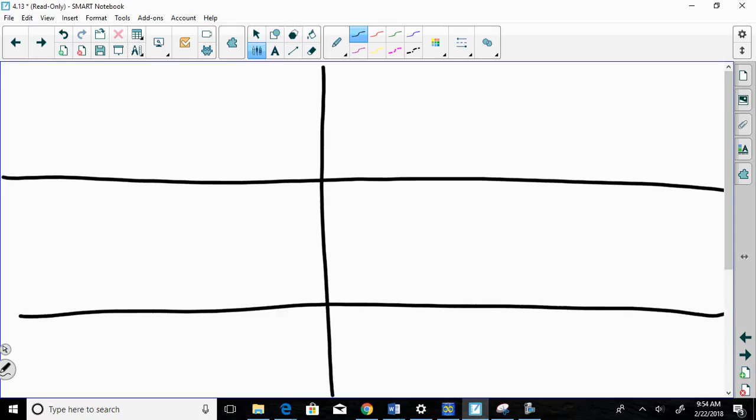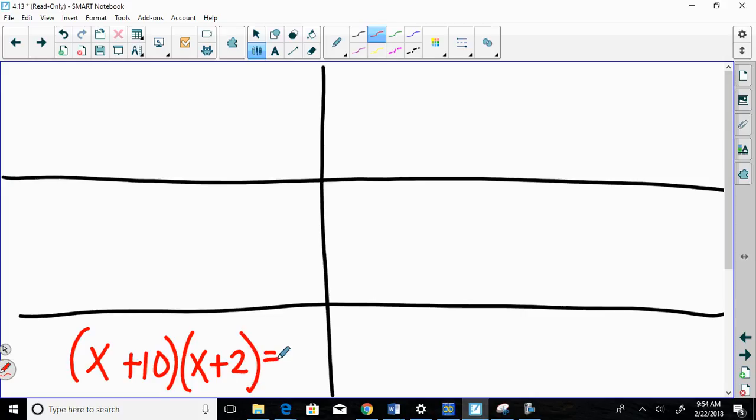When it says that, I'm just going to give you a parent function. The function I'm going to give you is going to be in factored form. It's going to look like this: (x plus 10)(x plus 2) equals y. That's going to be on the bottom where it says factored form. I'm going to give you an equation in factored form, and we're going to work our way up to figure out how we get it into standard form and vertex form. So I'm going to start with factored form.